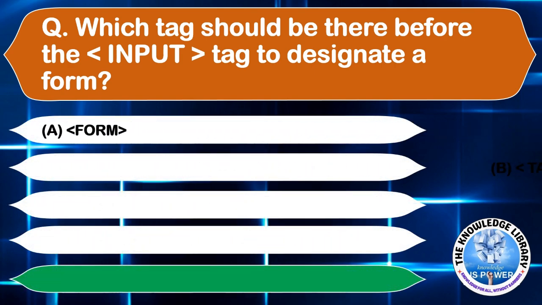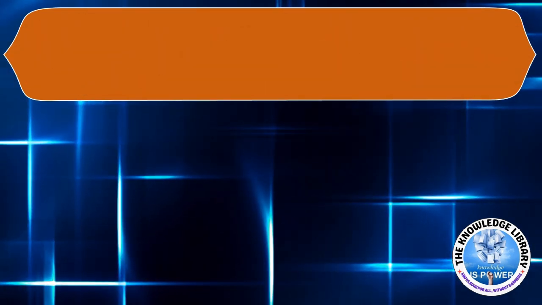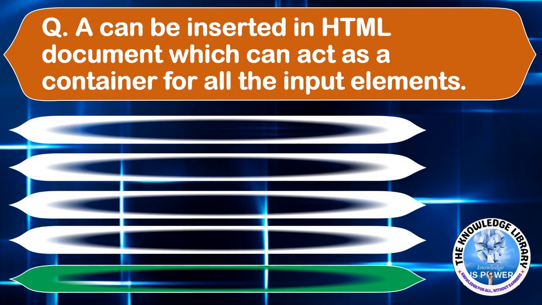The next question is, which tag should be there between the input tags to designate a form? Option A, form tag. Option B, table tag. Option C, B tag. Option D, HR tag. The correct answer is option A, form tag.